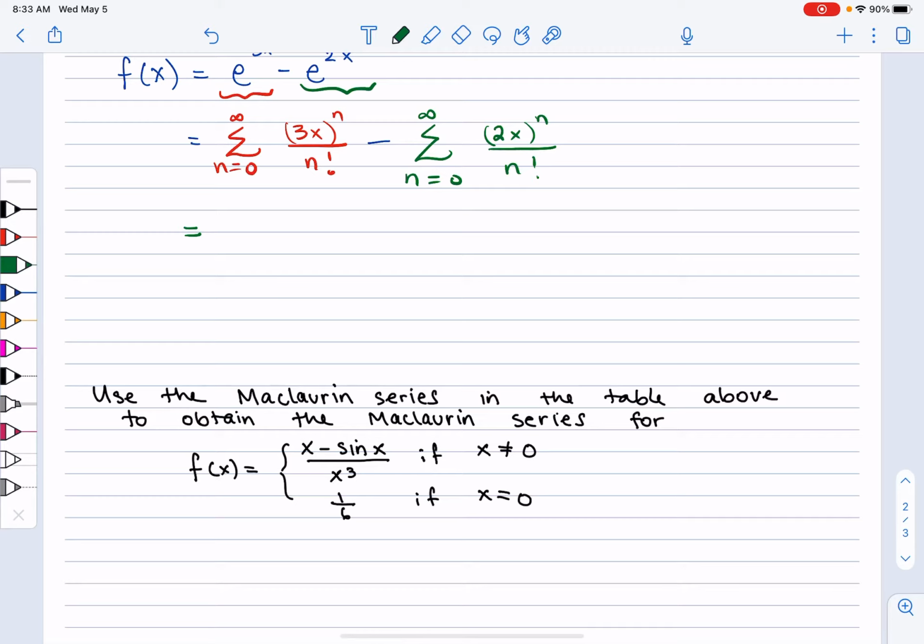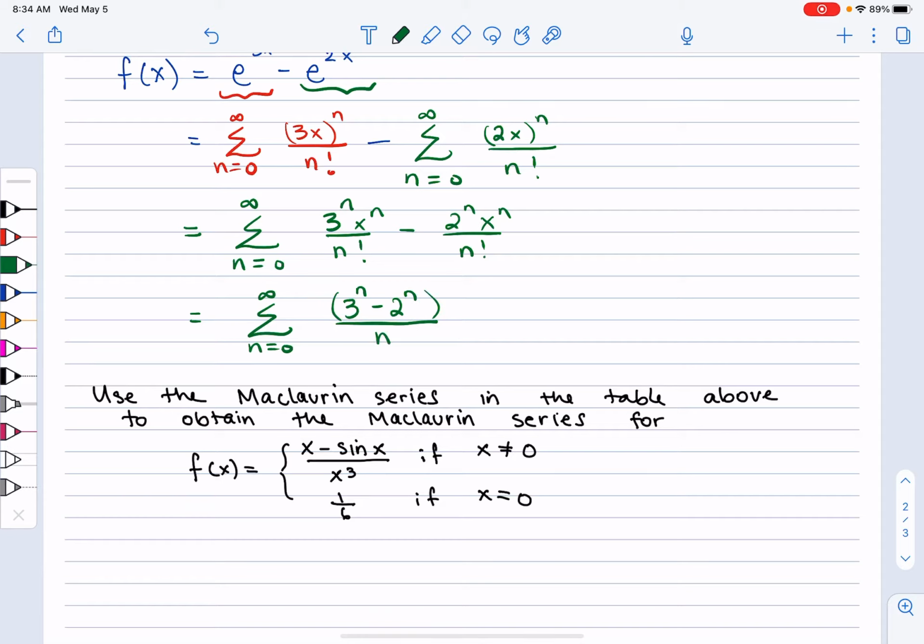So if we continue here, we have sigma as n goes from 0 to infinity of 3 to the n x to the n over n factorial minus 2 to the n x to the n over n factorial. And if we wanted to simplify a little bit more, you have 3 to the n minus 2 to the n over n factorial times x to the nth power.